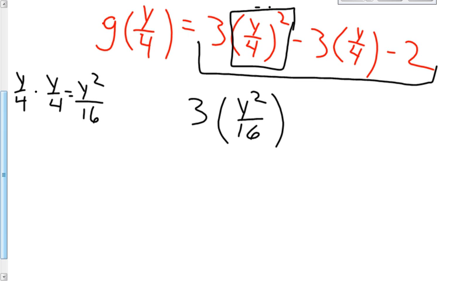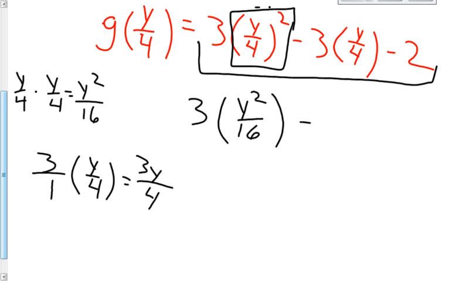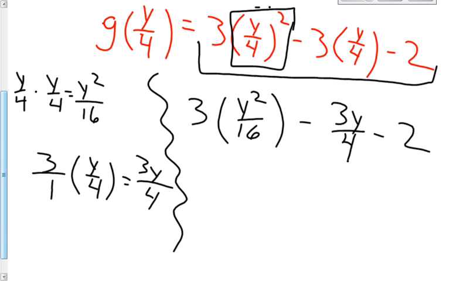So 3 times y squared divided by 16 minus 3 times y divided by 4. 3 over 1 times y divided by 4. Multiply the numerators by each other. 3 times y is 3y. And 1 times 4 is 4. So 3y divided by 4. And then I still have my minus 2 at the end. All right, simplifying this one more step.